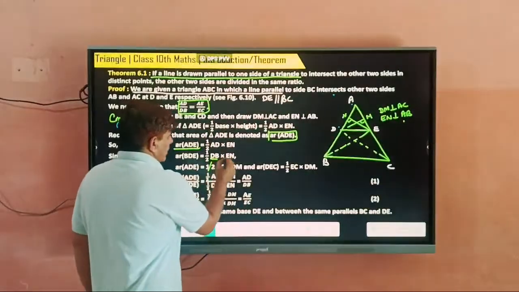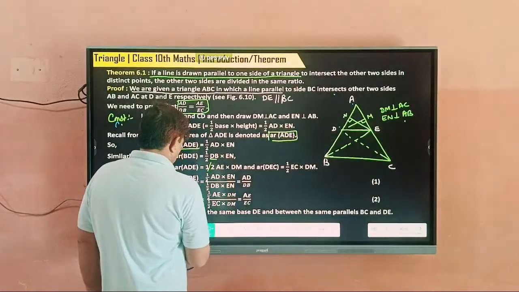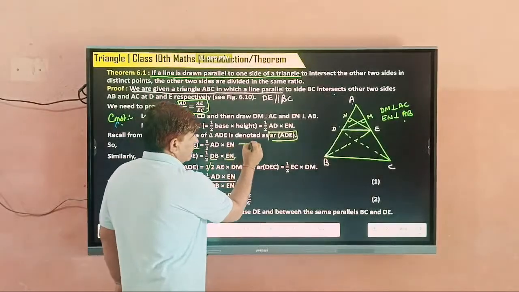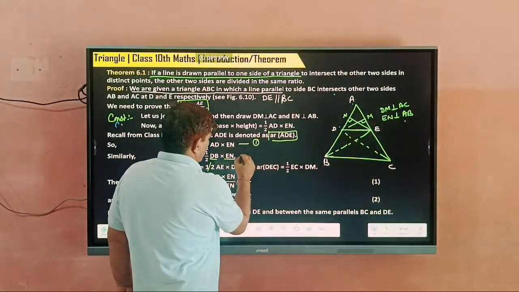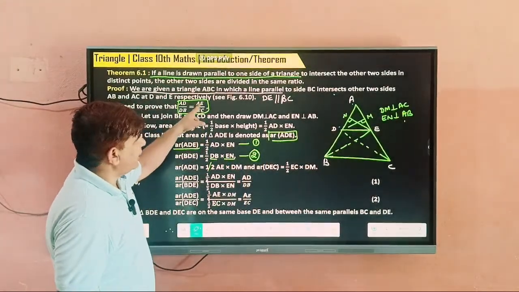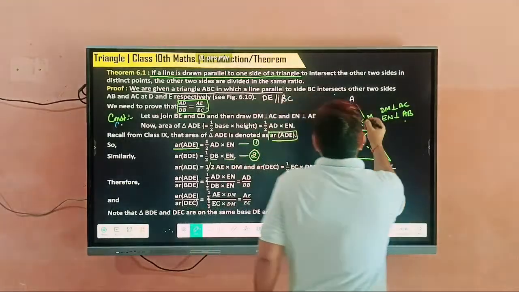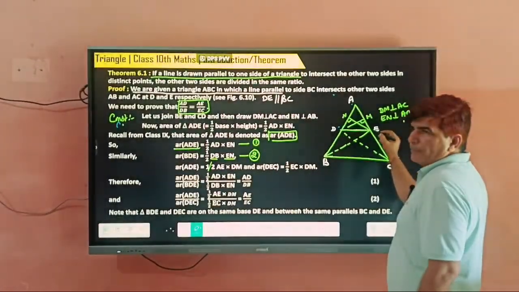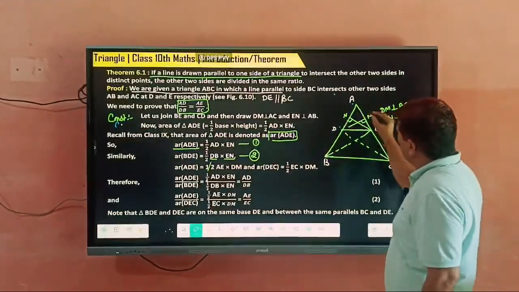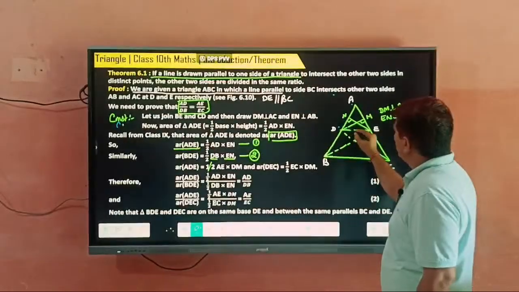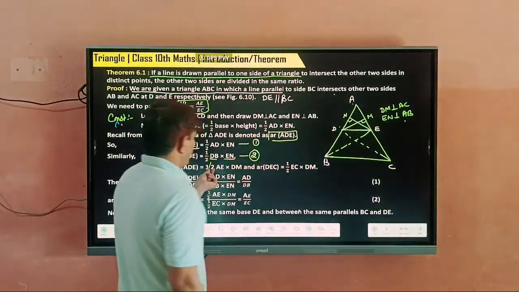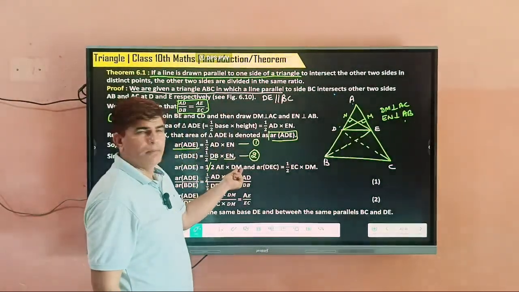So what I have written: EN. This you can say number 1, this number 2. Understood? Now what do we need? AE. Where is AE? In this triangle ADE. So again we will take this triangle, taking base AE, and this perpendicular is DN. So again we have taken area of triangle ADE as 1/2 AE into DN.